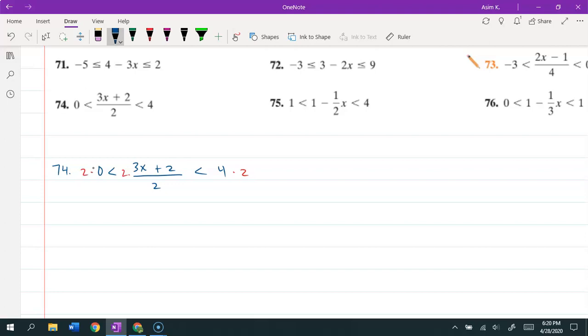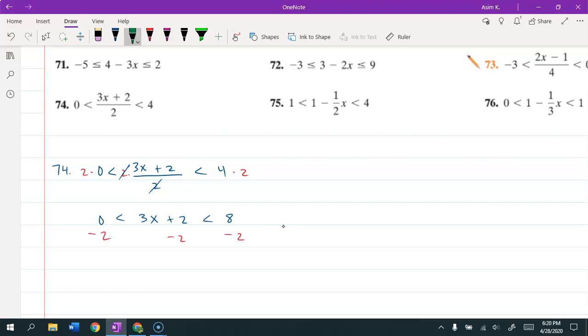And when I do that, 2 times 0 is going to give me 0. All right. 2 times (3x + 2)/2 is going to cross off the 2, so you end up with 3x + 2 like that. And finally, 4 times 2 is 8. All right, now what we'll do is we'll subtract 2 on all the sides, like this.